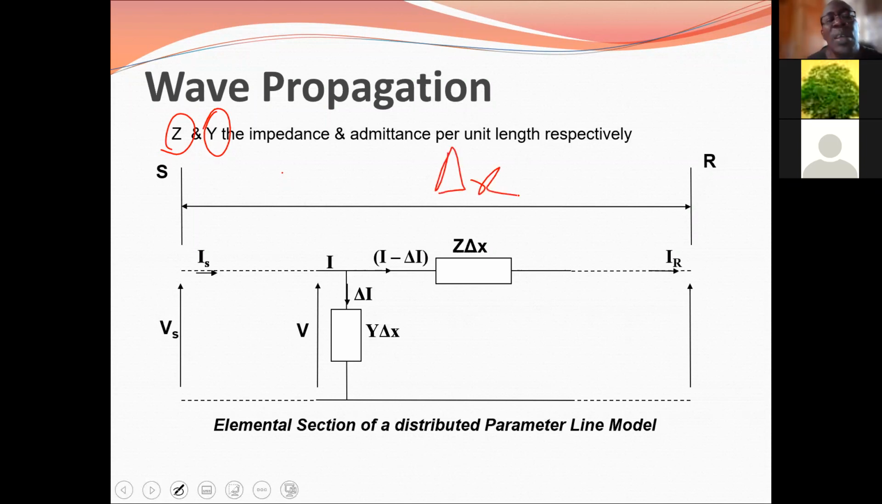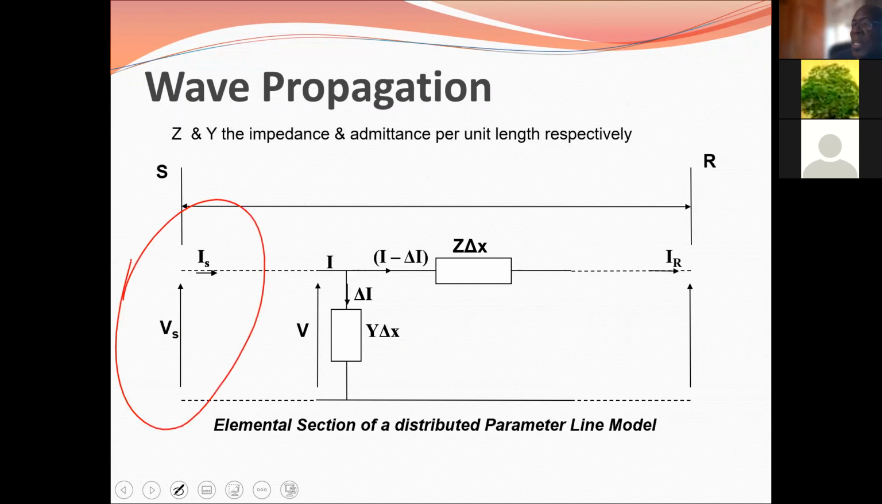If I multiply the impedance per unit length by the change in length, then I'll get the impedance. Nothing magical about that. The same is true for the admittance per unit length over the same elemental section, delta X, then I'll have an admittance. So with that said, we go now to our sending end. So I connect a voltage Vs, and it results in a current Is.